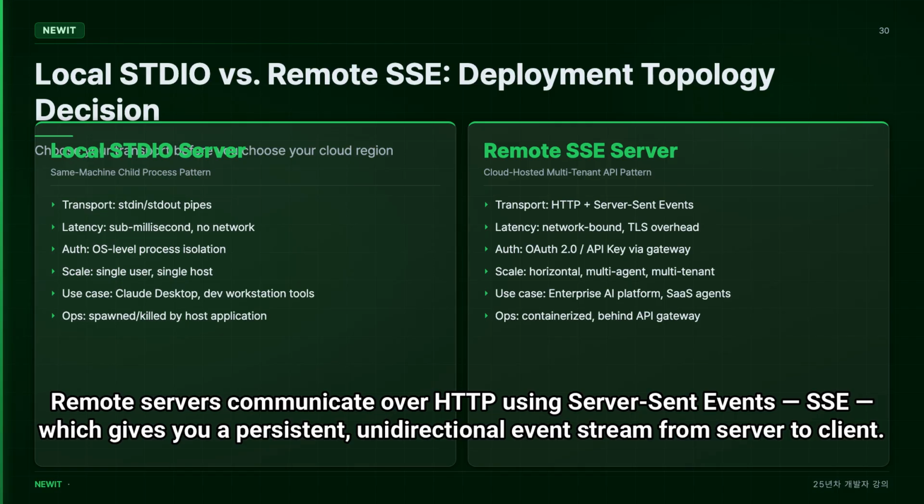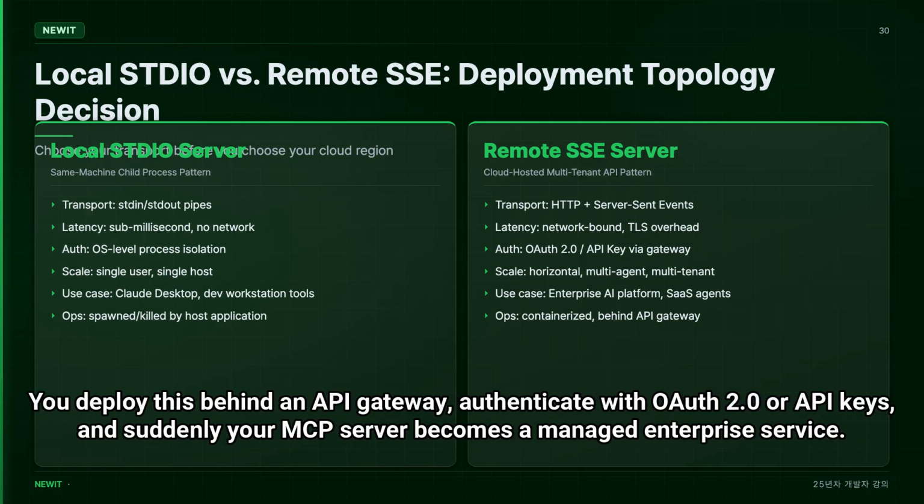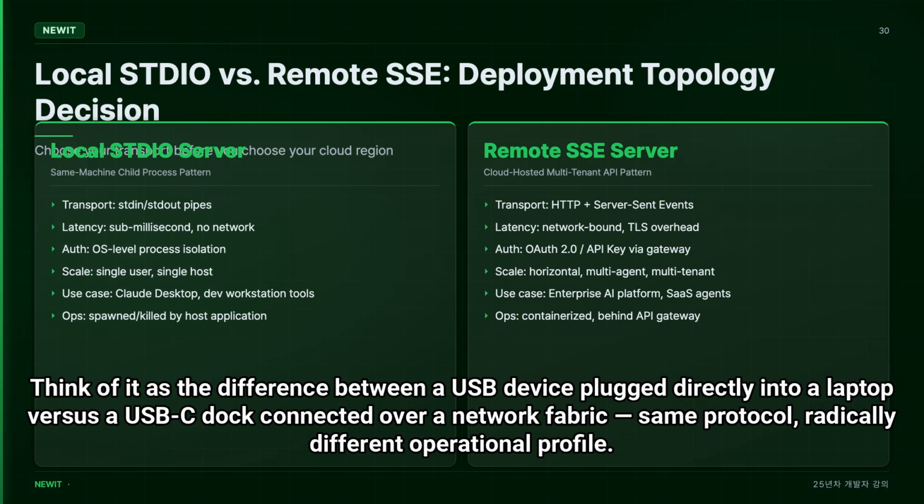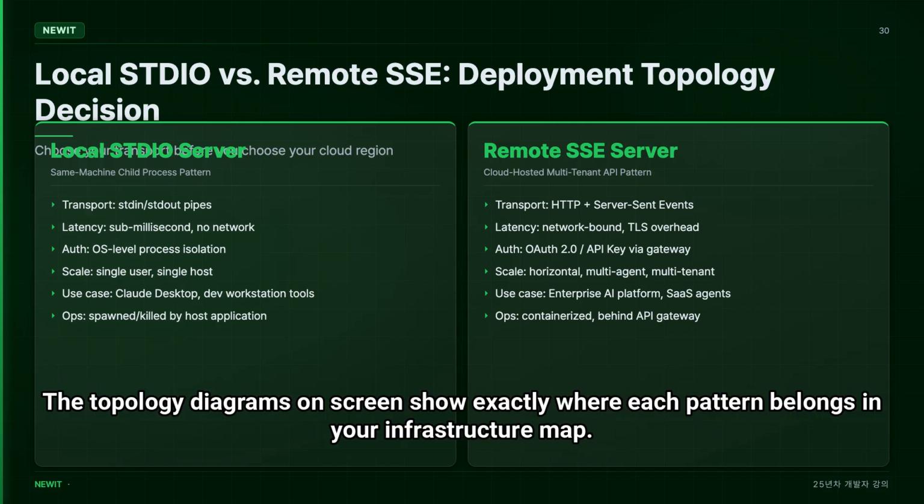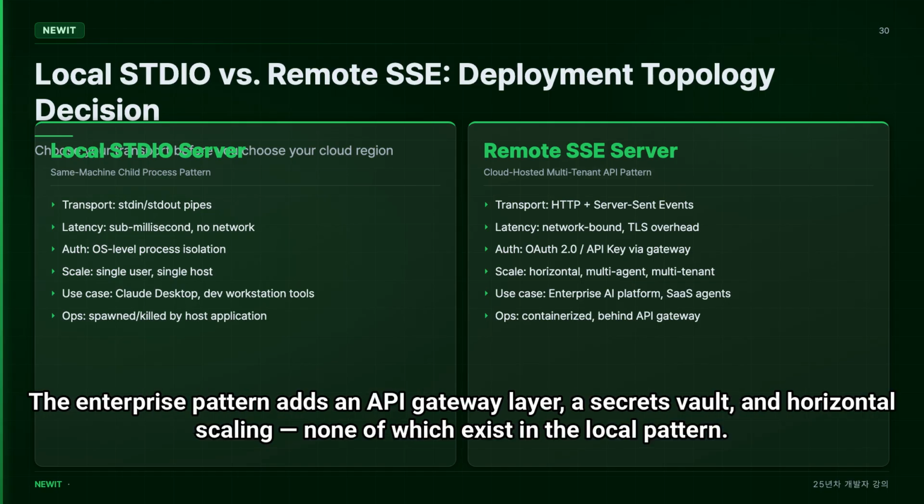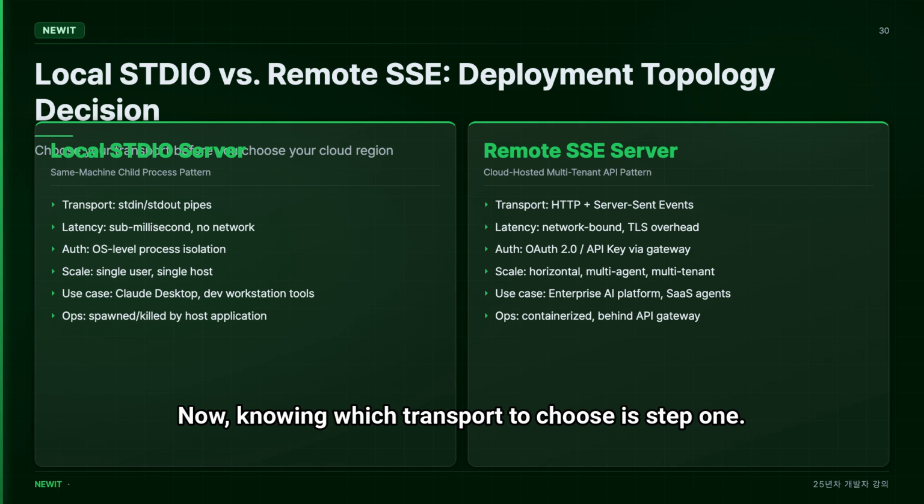Remote servers communicate over HTTP using server-sent events, SSE, which gives you a persistent unidirectional event stream. You deploy this behind an API gateway with OAuth 2.0 or API keys, and suddenly your MCP server becomes a managed enterprise service. Think of it as the difference between a USB device plugged directly into a laptop versus a USB-C dock connected over a network fabric. Same protocol, radically different profile. Topology diagrams on screen show exactly where each pattern belongs in your infrastructure map. The enterprise pattern adds an API gateway layer, a secrets vault, and horizontal scaling, none of which exist in the local pattern. Now, knowing which transport to choose is step 1.